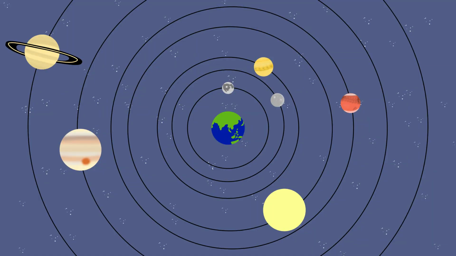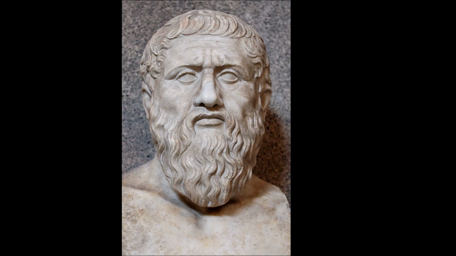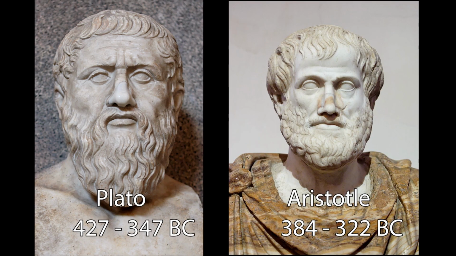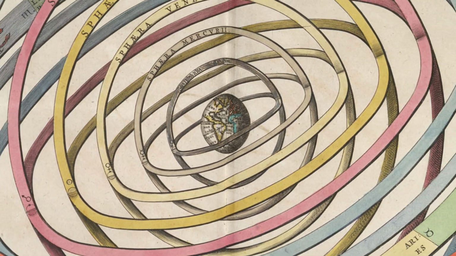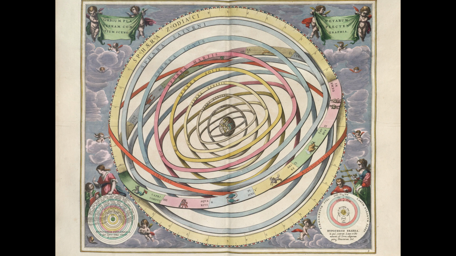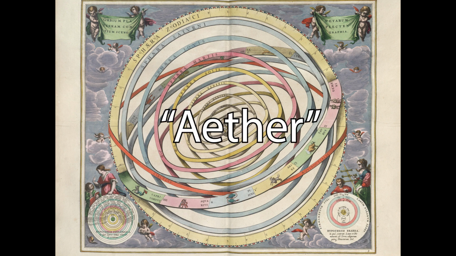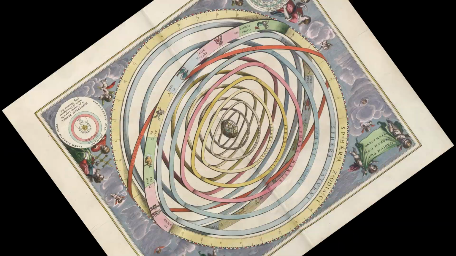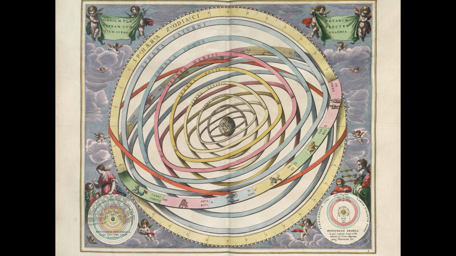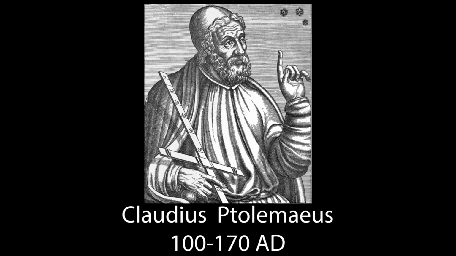However, the geocentric theory became popularized by Plato and his student Aristotle in the 4th century BC. Aristotle used grand depictions of crystalline spheres rotating around the Earth, each to carry a heavenly body to its corresponding position in the night sky. These spheres were said to be made of the mysterious substance ether, which is a concept that itself has an interesting history, which we will talk about in a future video. Finally, the most robust mathematical version of the geocentric theory was developed by Claudius Ptolemaeus in the 2nd century AD.